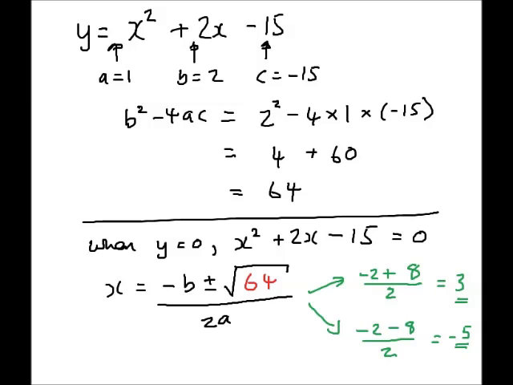For example, with the curve y equals x squared plus 2x minus 15, a is 1, b is 2, and c is minus 15. So b squared minus 4ac is 2 squared minus 4 times 1 times minus 15, and 4 plus 60 is equal to 64. 64's got two square roots, 8 and negative 8. That means the formula gives us x equals minus 2 plus 8 over 2 times 1, which is 3, or x is equal to minus 2 minus 8 over 2 times 1, which is minus 5. So that curve gives us two places where it cuts the x-axis, x equals 3 and x equals minus 5.